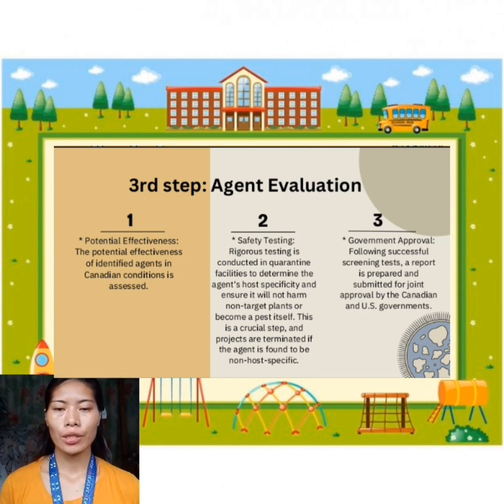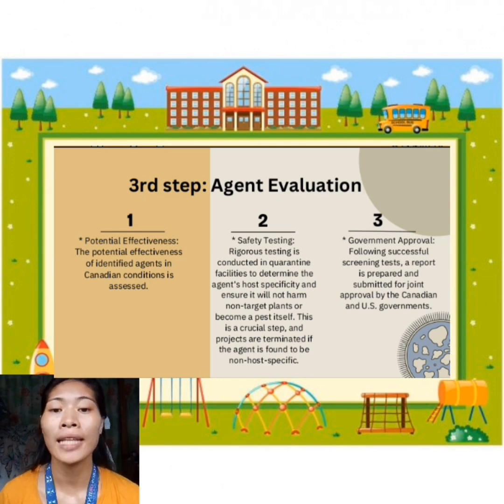The third step, or the last step, is the agent evaluation. And this agent evaluation is composed of many processes. The first process is potential effectiveness. The potential effectiveness of identified agents in Canadian conditions is assessed. Next to be done is safety testing. Rigorous testing is conducted in quarantine facilities to determine the agent's host specificity and ensure it will not harm non-target plants or become a pest itself. This is a crucial step, and projects are terminated if the agent is found to be non-host specific.